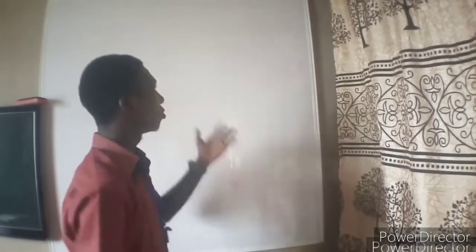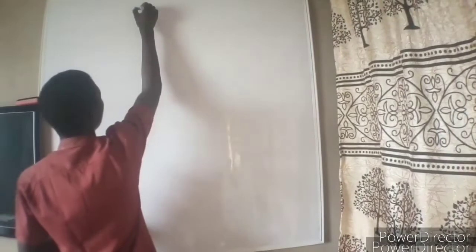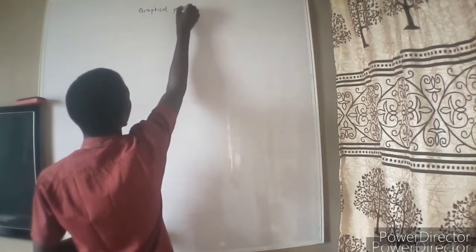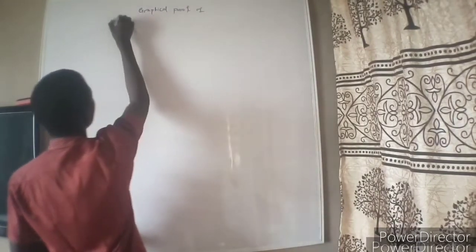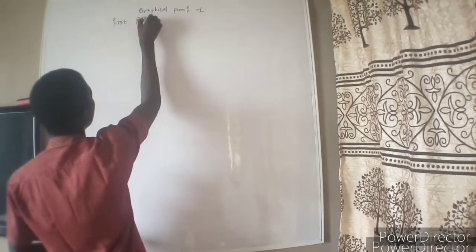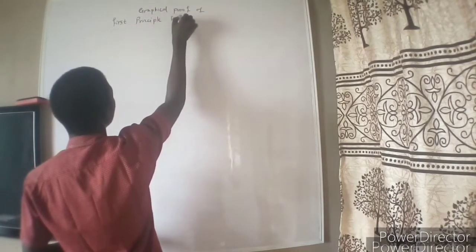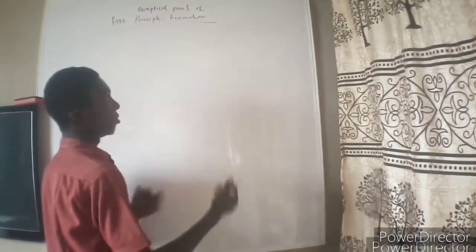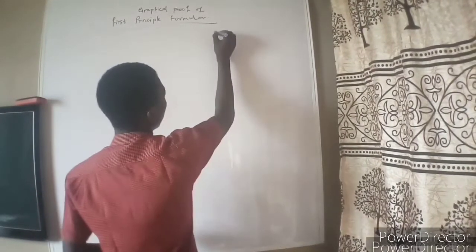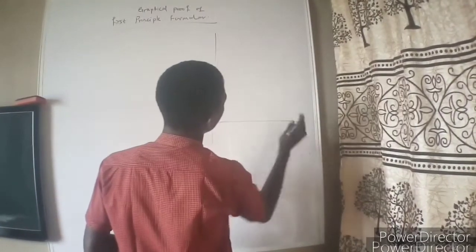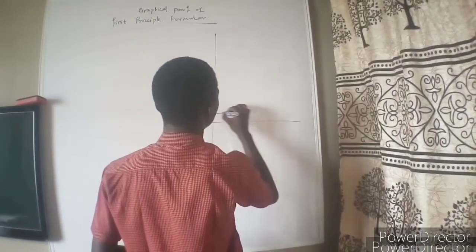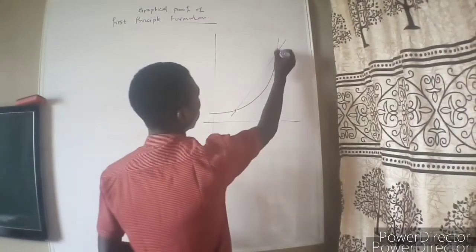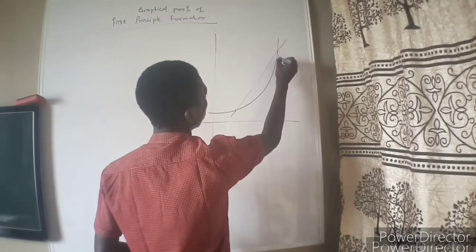So now, first of all, let's just write the graphical proof of the first principle formula. Now you already know with this we don't start with rules, we start with the graph straight away. So now we have a graph of this. Now we have a graph of this, then there is a curve, then there is a slope like this, then we have these two points intersecting.